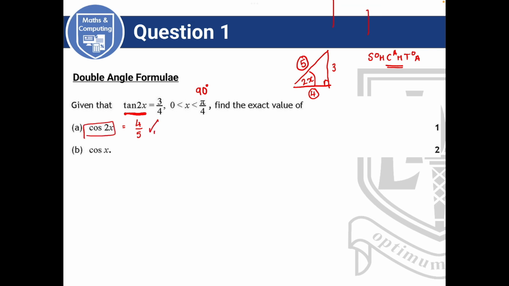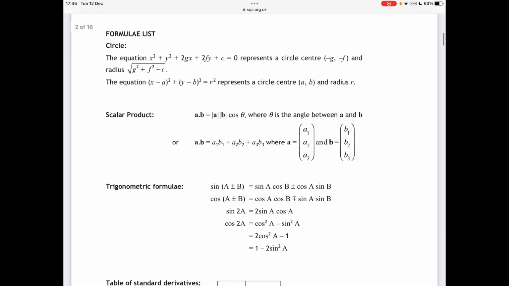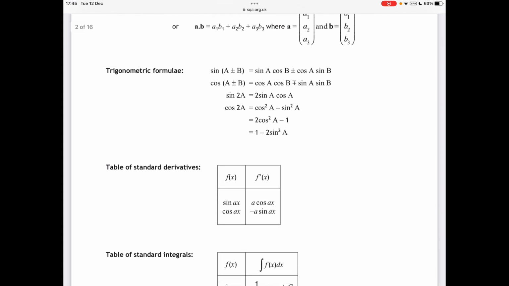Okay, now for part B here, we're just wanting to look for cos x. Now what we're going to do here is we want to go and use our formula sheet to find out what expressions we know are equal to cos of 2x. And we're looking for the one in particular that just contains cos of x by itself. So I'm just going to show you just now, your formula sheet would be here. And we're wanting to go down and look at the trig function section here, or the trig formulae.